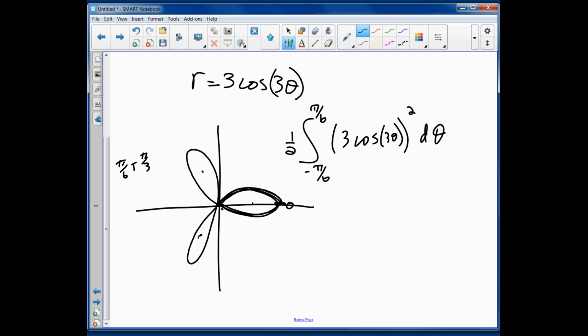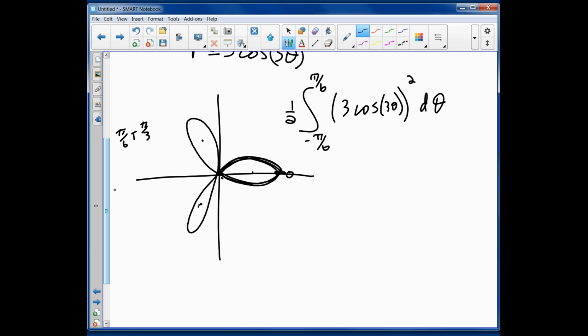They skip so much stuff. They use a power reducing formula. So this one, they go ahead and square this. So this is 1/2 integral from negative pi over 6 to pi over 6 of 9 cosine squared 3 theta d theta. They pull the 9 out front, make this a 9, and now they turn this into 1 minus cosine 6 theta.